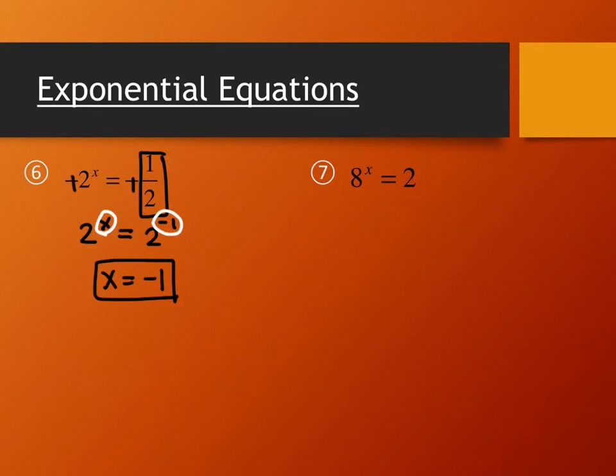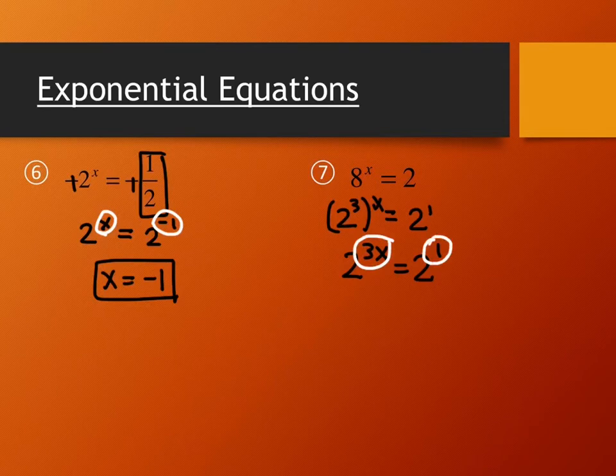Number 7 might be a little bit more difficult to notice right away. Clearly the right-hand side is 2 to the 1, as it's just written as 2. But the left-hand side also can be written as 2 to a power. In particular, 8 is the same as 2 cubed. So this is 2 cubed raised to the power x. And that allows us to use our properties of exponents to multiply the two exponents together. That's 3x. And I've got 2 to the 1. So now I need to compare these two. Again, if the bases are equal, the exponents will be as well. So this is 3x equals 1, or x is 1/3.